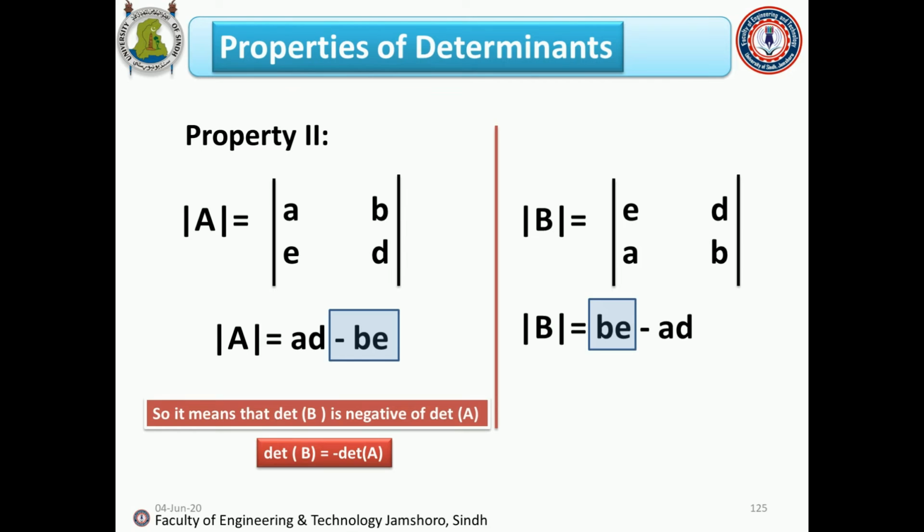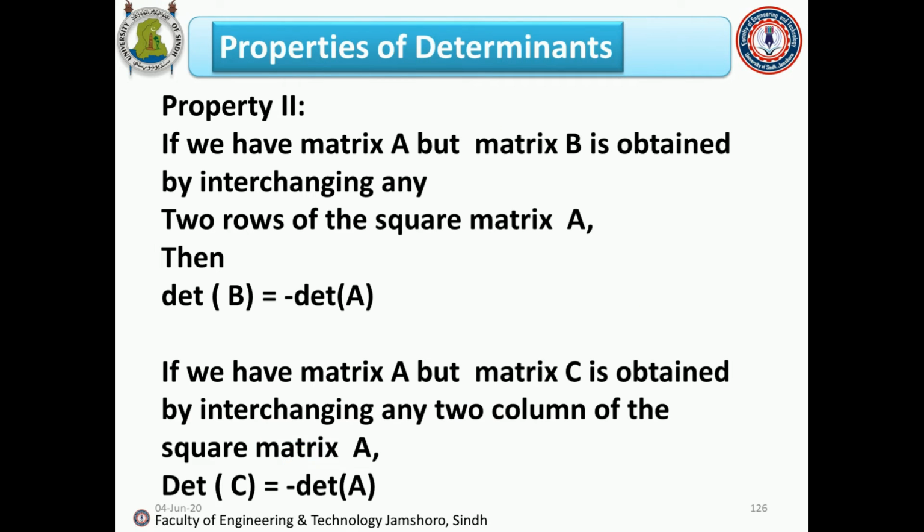So this property says that whenever you take the determinant of B, it will be the determinant of A with a negative sign, if we interchange rows. And also we can interchange the columns. The definition is divided into two sections: if we have matrix A and matrix B is obtained by interchanging any two rows of a square matrix A, and also if matrix C is obtained by interchanging any two columns of it. So we can interchange columns as well as rows.